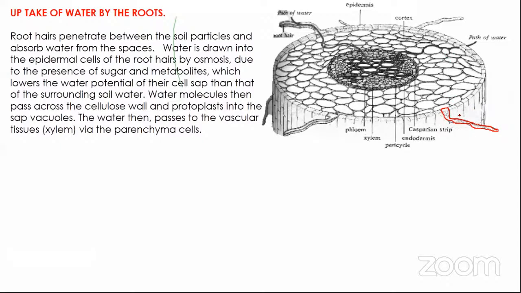Now, those root hairs are the ones that normally absorb water, and water is drawn into the epidermal cells. This is the outer layer, which I'm calling the epidermis. Now, you're going to find that you have soil particles around.